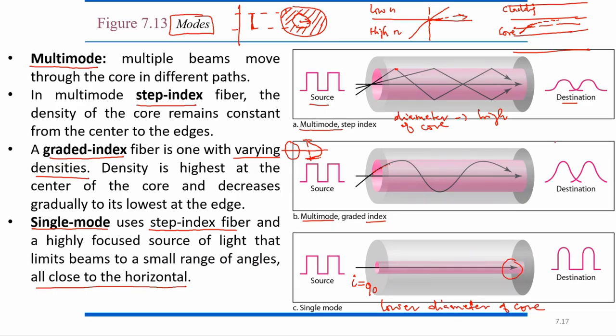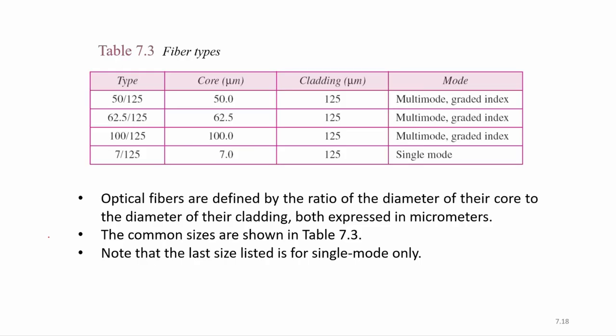At the destination, with multi-mode, multiple signals will be received. Here a single signal will be received at the destination in single mode fiber. So this is the basics about optical fibers. The next is the types of optical fibers.